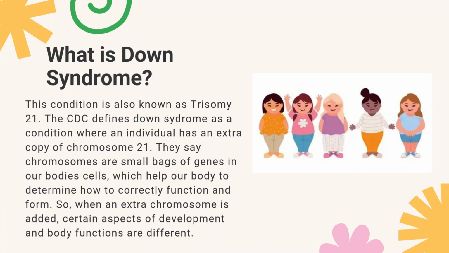What is Down syndrome? This condition is also known as trisomy 21. The CDC defines Down syndrome as a condition where an individual has an extra copy of chromosome 21. They say chromosomes are small bags of genes in our body's cells, which help our body to determine how to correctly function and form. So, when an extra chromosome is added, certain aspects of development and body functions are different.